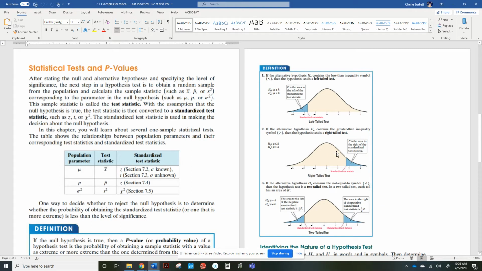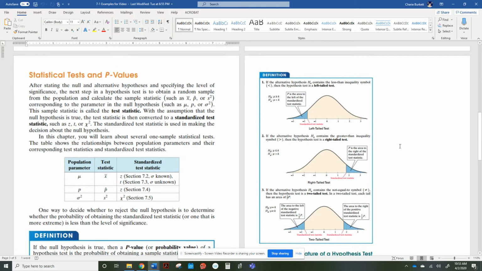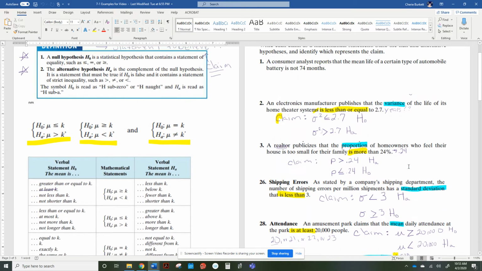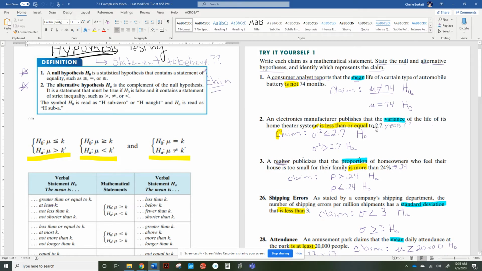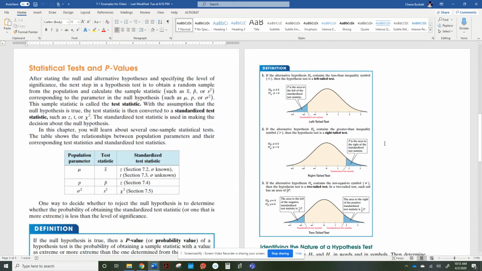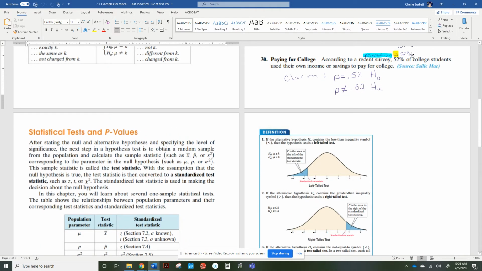Okay, so what we've got to talk about next is what we're going to be doing now that we've learned how to write, identify what the claim is, identify the claim as either the null or the alternative hypothesis. That's just step number one. Now that we've done that, we are going to do a test. And the test is going to determine whether or not we accept or reject the claim, okay?